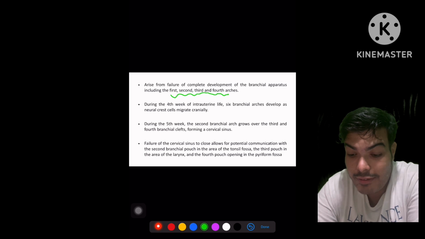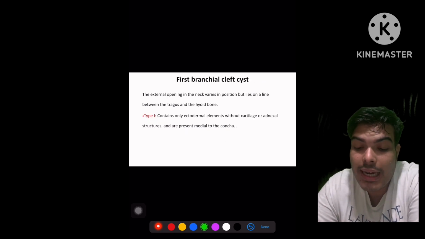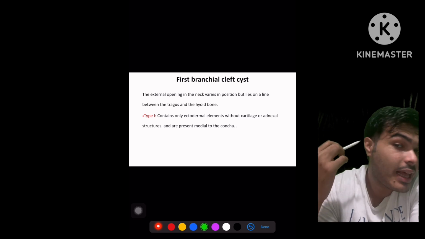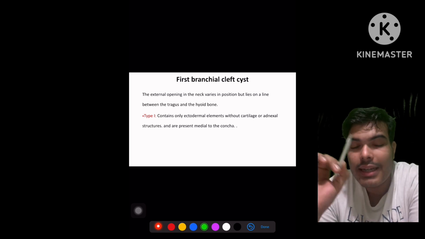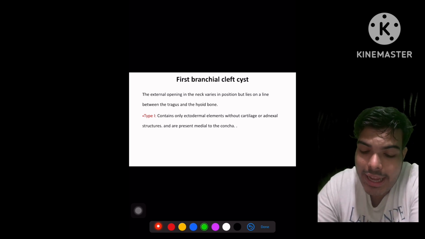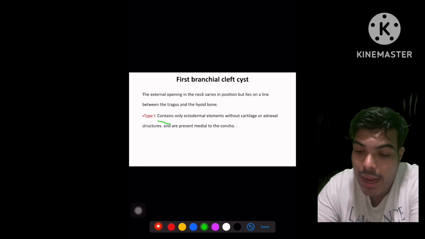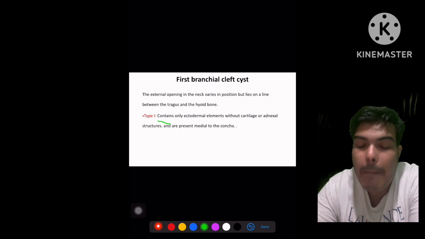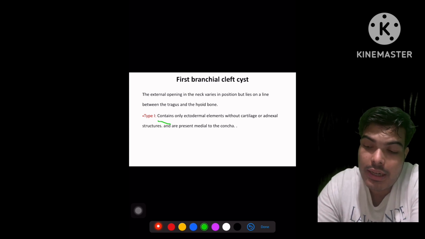First branchial cleft cyst: the external opening is in the neck, varies in position, but lies in the line between the tragus and the hyoid bone. Type 1 contains only ectodermal elements without cartilage or adnexal structures and is present medial to the concha. That means it is somewhere over here.